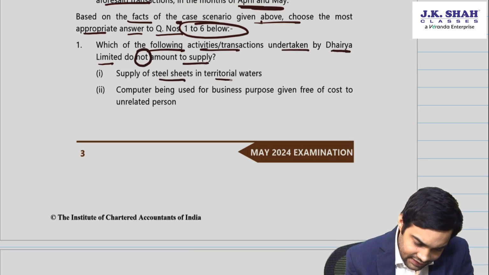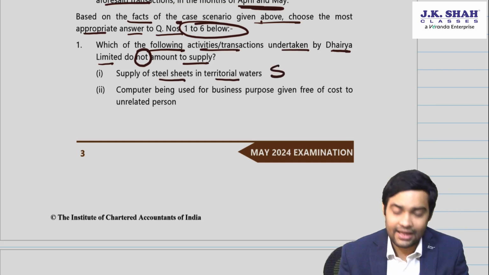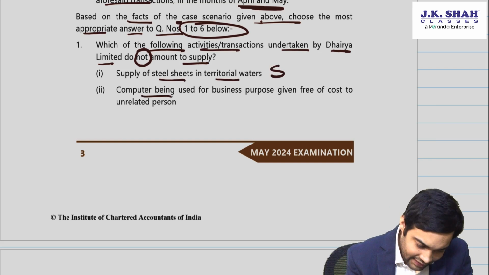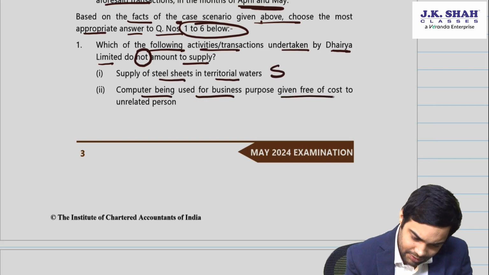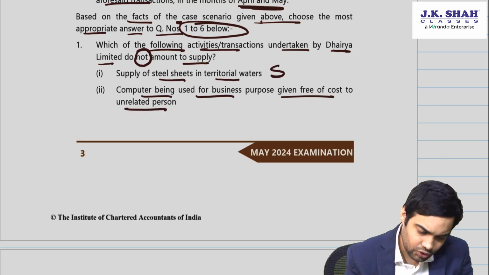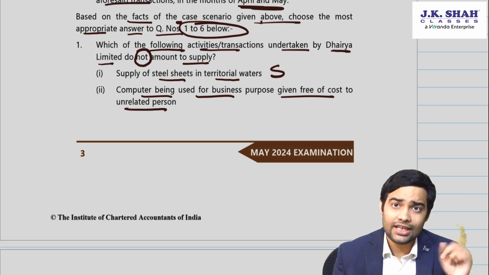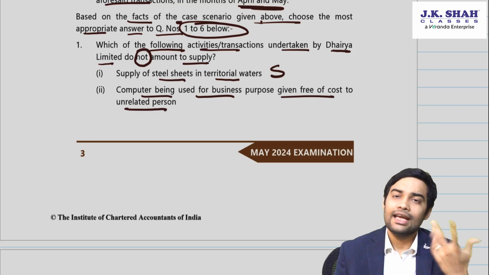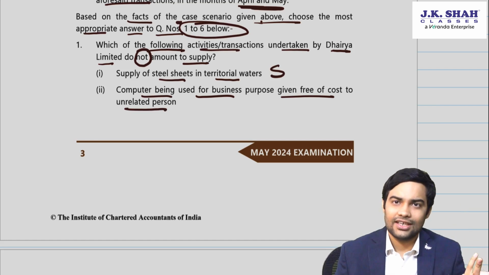So what is not a supply? Supply of steel in territorial waters, this is a supply. In fact, even without reading the main part, you know this. Computer being used for business purpose given free of cost to unrelated person, we will have to check whether ITC was taken. If ITC was availed, Schedule 1. If ITC was not availed, not a Schedule 1 transaction.